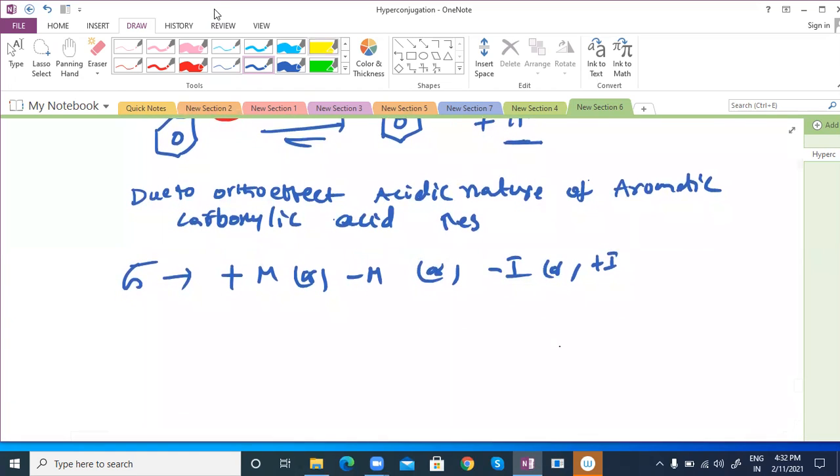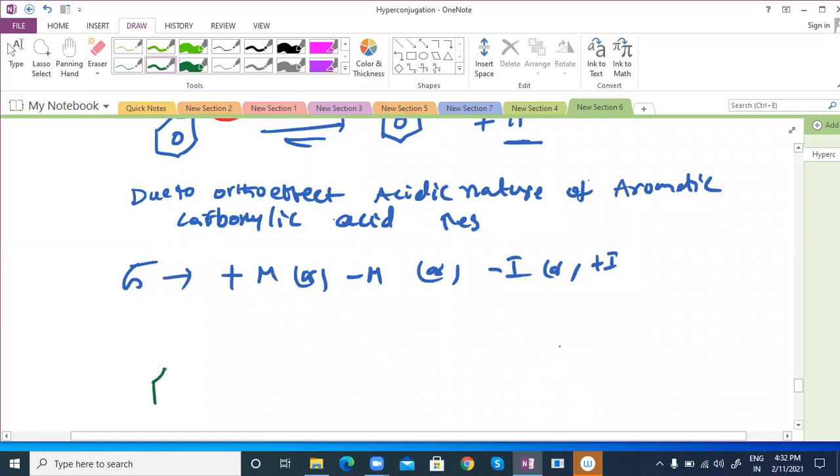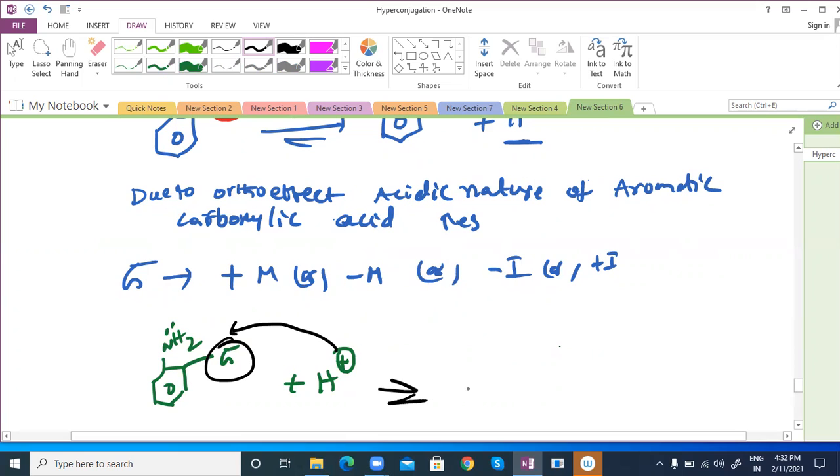Now we can see one more example with respect to amines. Amines means lone pair donating character. Due to this group, the outside H+ which is going to come here is not allowed by this group. Due to steric hindrance, they are not allowing it easily, so they are not approaching easily, which means they can't donate easily the H+ ion.